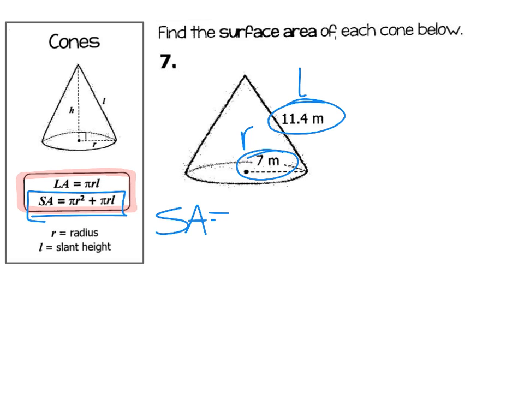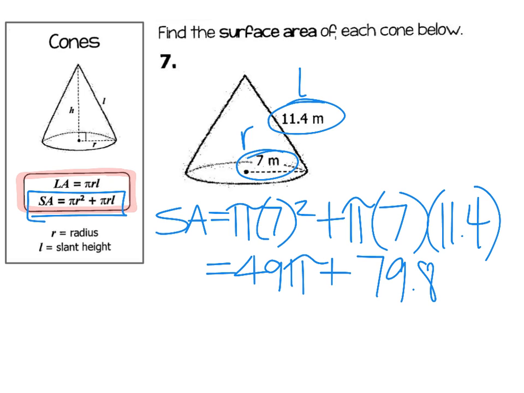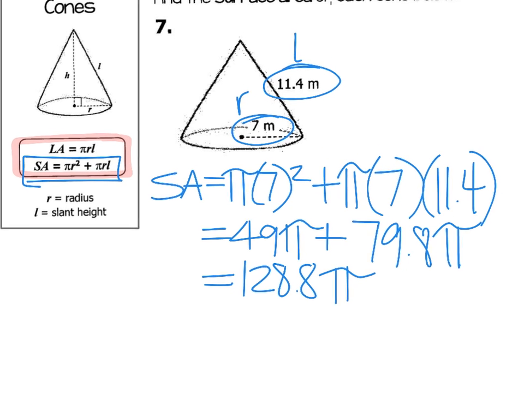Surface area equals pi times radius is 7 squared plus pi times radius times our slant height. Let our calculator do all the hard work. 49 pi plus 11.4 times 7 is going to give us 79.8 pi. Then 49 plus 79.8 is going to give us 128.8 pi. And you can really skip that step if you want. I'm just trying to give you the exact answer here. All right, so 128.8 pi would be your exact answer.